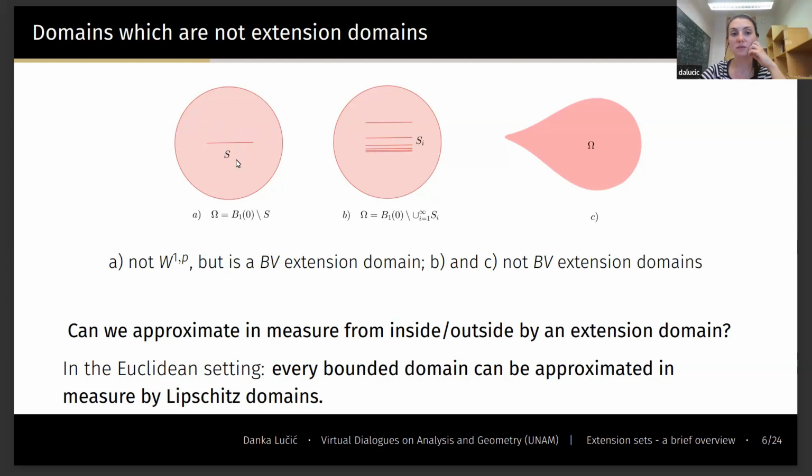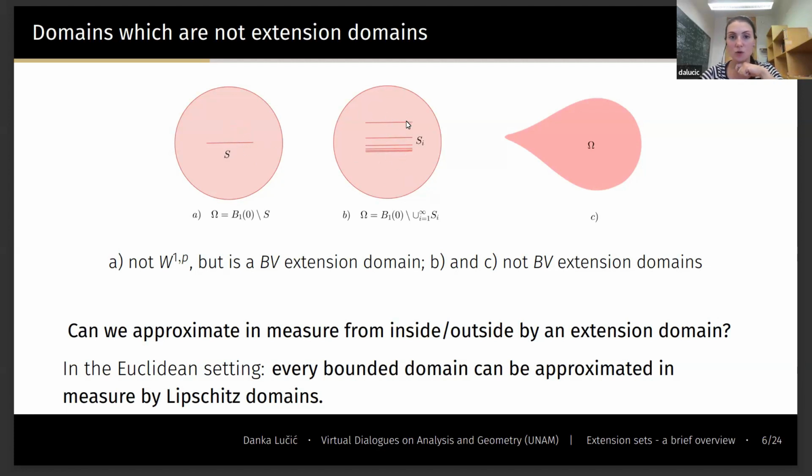But this is in BV, because in BV we are allowed to have jumps. And also by the characterization of quasi-convexity of the complement, one can easily see that this is a BV extension domain.